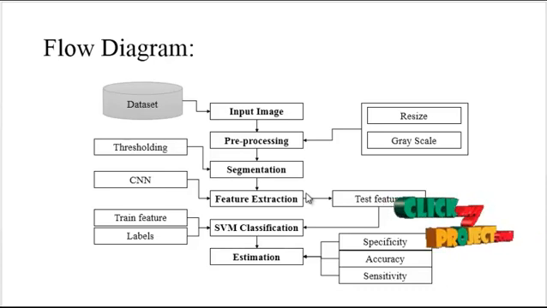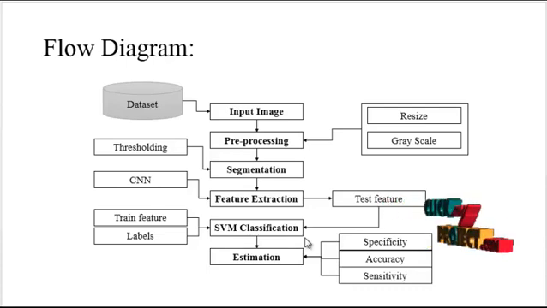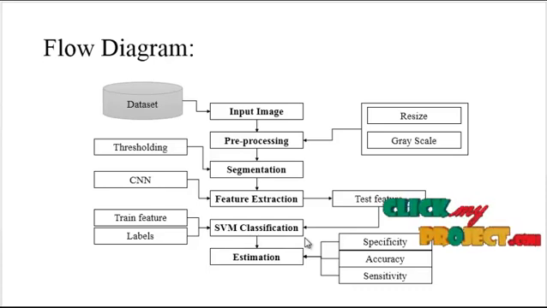In this classification step, we are using the support vector machine classifier to classify whether the input image is a normal one or an abnormal one. If it is a tumor, the classification report will generate the output as a tumor or abnormal image, or else the classification results will generate as a normal one.